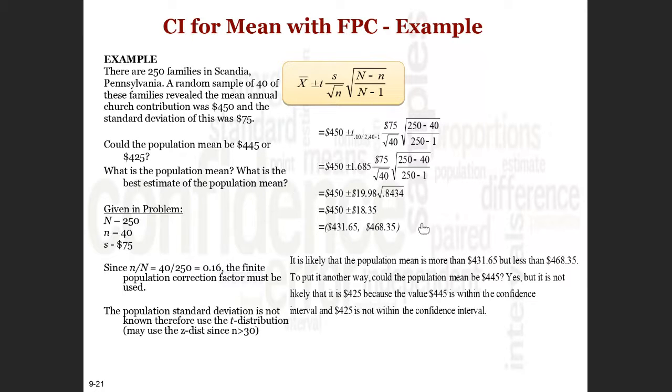So now you found this, now you have to answer the question. It is likely that the population mean is more than $431.65, but less than $468.35. To put it another way, could the population mean be $445, which is what one of the questions was? Yes, but it is not likely that it is $425, because you already have your confidence interval between 431.65 and 468.35, and the value of 445 is within the confidence interval and 425 is not within the confidence interval.